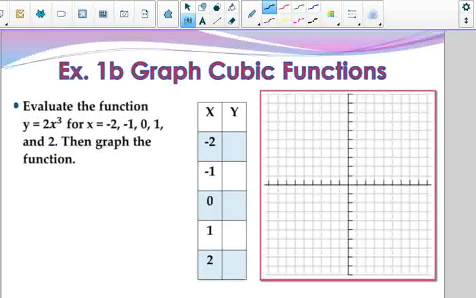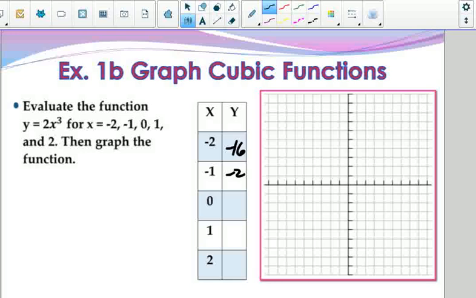We'll take a look at one example where we're going to put the values in, we're going to graph it. So it says evaluate the function y equals 2x cubed for x is negative 2, negative 1, 0, 1, and 2, and then graph the function. So if I put a negative 2 in for x, a negative 2 cubed is a negative 8. A negative 8 times 2 is a negative 16. If I put a negative 1 in, negative 1 cubed is negative 1. Negative 1 times 2 is negative 2.